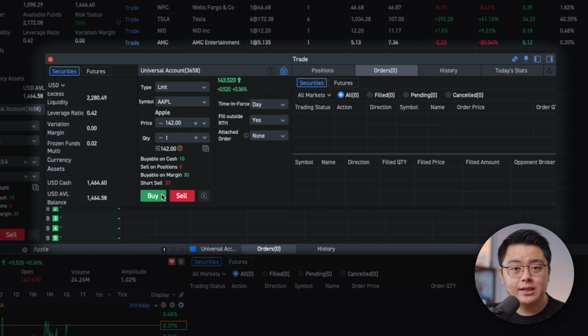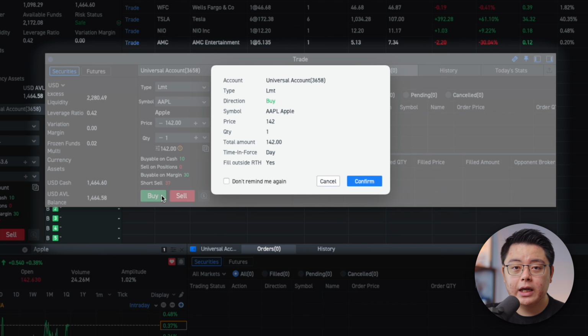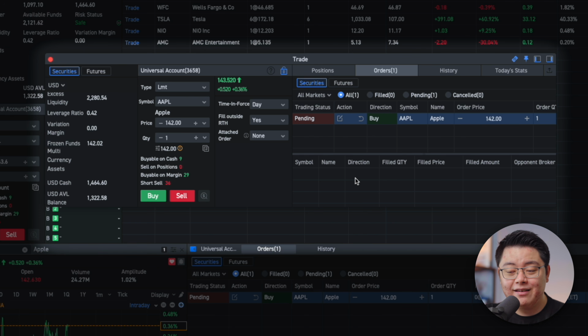So once everything is set up, just click the buy button and it will ask you to review it. So here you can see you are actually setting a limit buy order for 1 Apple stock, 1 share of it at a price of $142 per share. Time in force of day, and fill this outside of RTH as well. Make sure everything is accurate, then click confirm, and that's it. You basically have just set a buy order for your first stock.